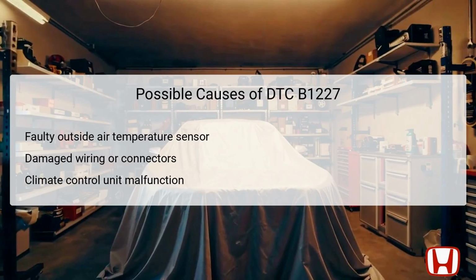Several potential causes could lead to the DTC B1227 being triggered. Firstly, a faulty outside air temperature sensor may fail to provide an accurate reading or may not transmit data at all. The integrity of the wiring and connectors linked to this sensor is also vital. Damage or corrosion could create an open circuit or signal loss. Moreover, a malfunction within the climate control unit itself could lead it to misinterpret the information received, resulting in this DTC being stored. Each of these components must be inspected thoroughly to identify the exact cause and remedy the problem effectively.